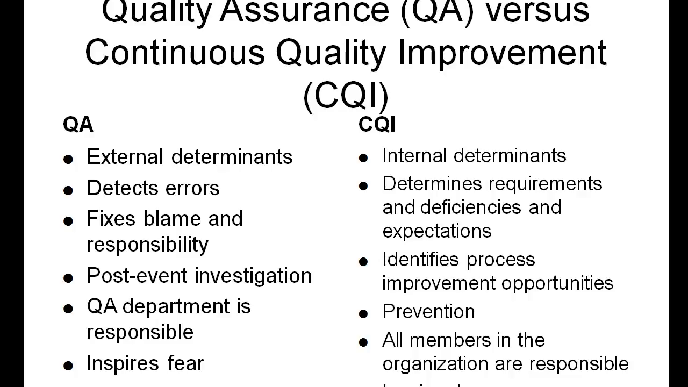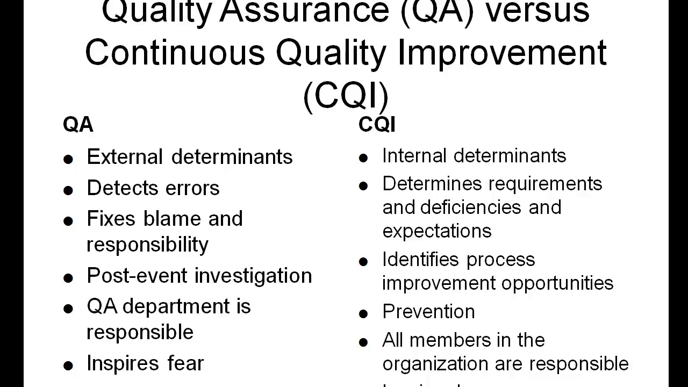So quality assurance, QA versus continuous quality improvement. Quality assurance uses external determinants, whereas quality improvement uses internal determinants. And what I mean by determinants is what allows us to determine what's quality. With quality assurance, we look at outside benchmarks and post-mortem visits. Internal determinants means we have our own set standards, and we are constantly comparing ourselves to them.